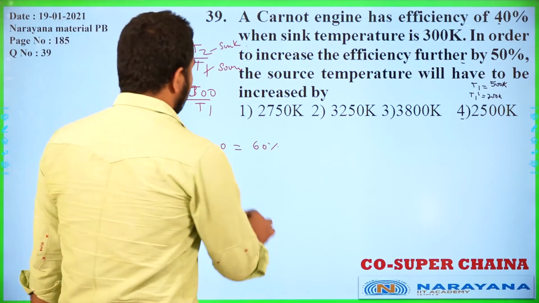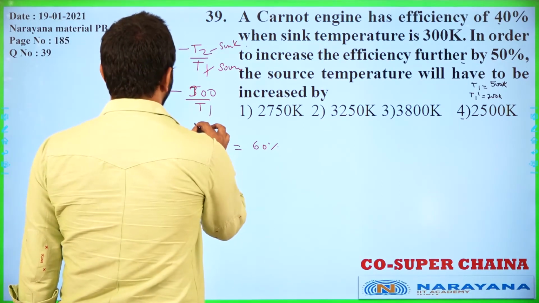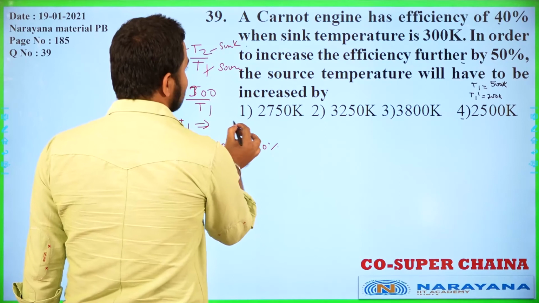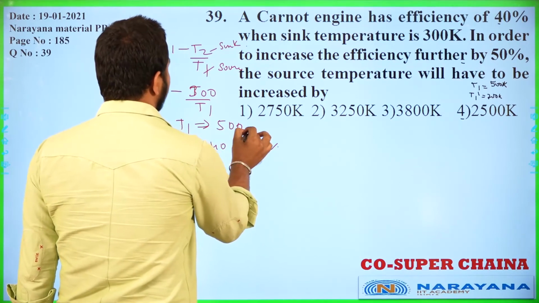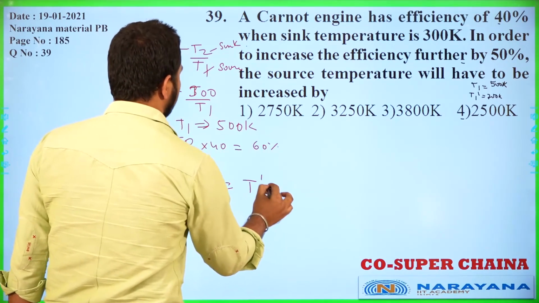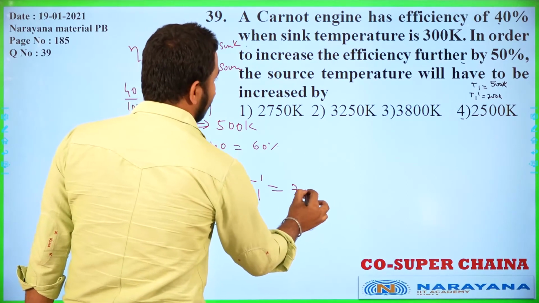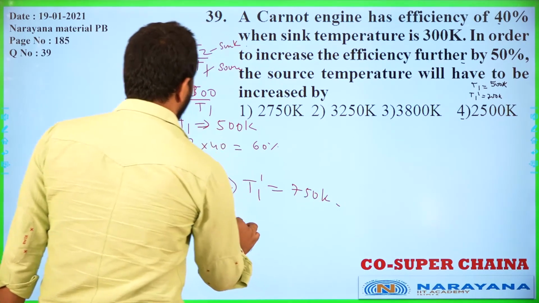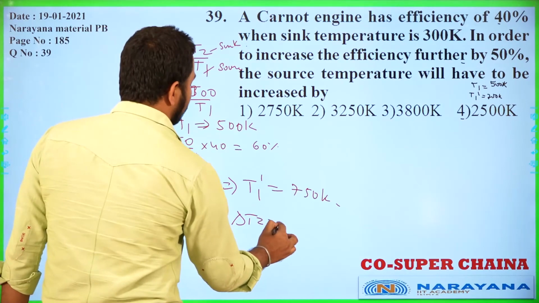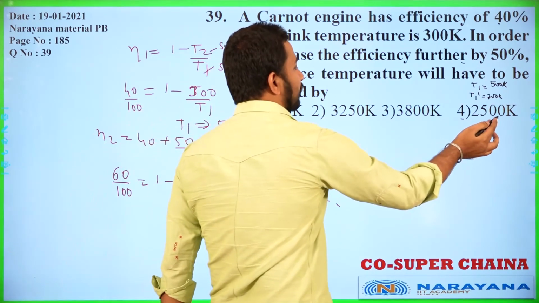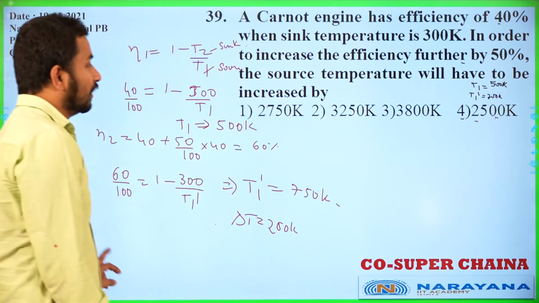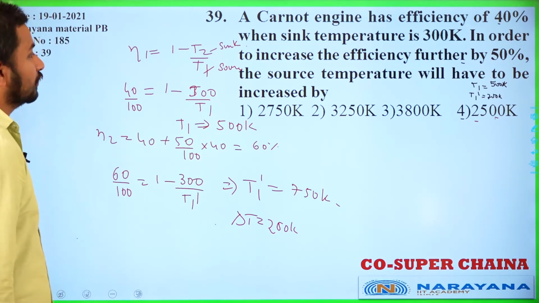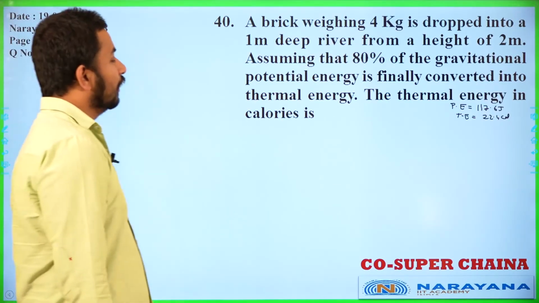Okay, so if you calculate T1 dash, this T1 from here, T1 will be coming as 500K, and T1 dash from here, if you calculate, will be coming as 750K. So delta T will be here, student, 250K, and this 0 is given extra. 250K will be the required answer for this question. So let's proceed to the next one now.